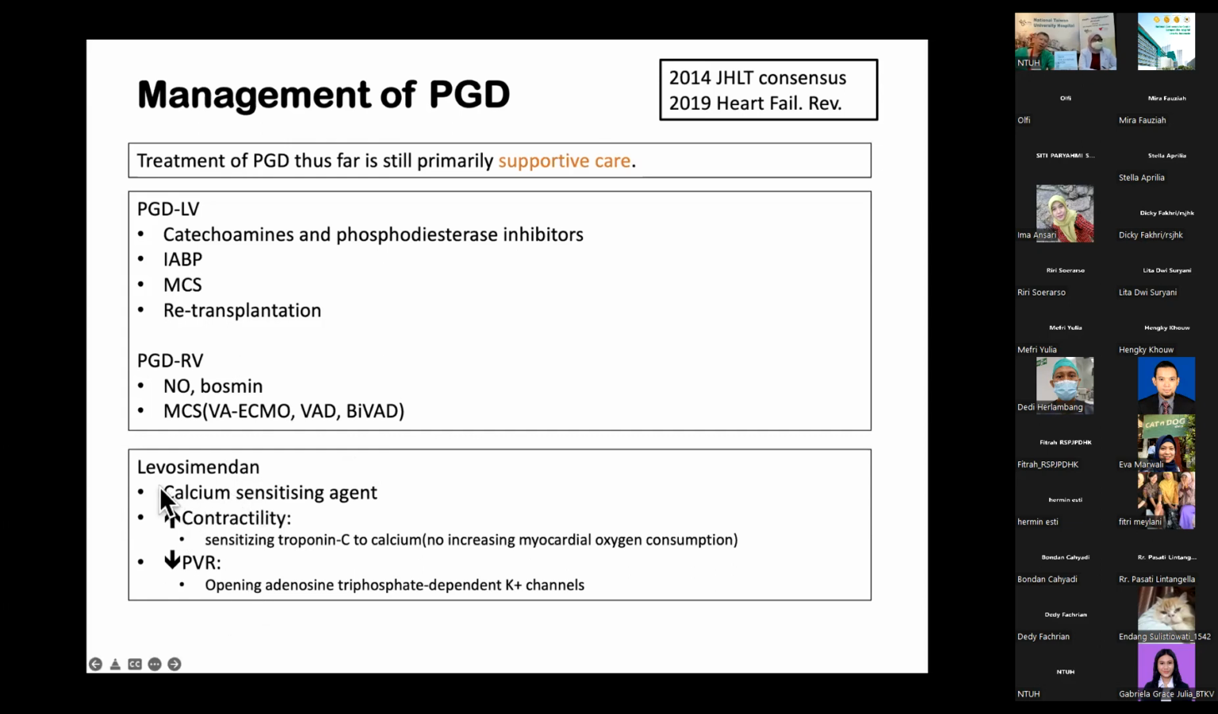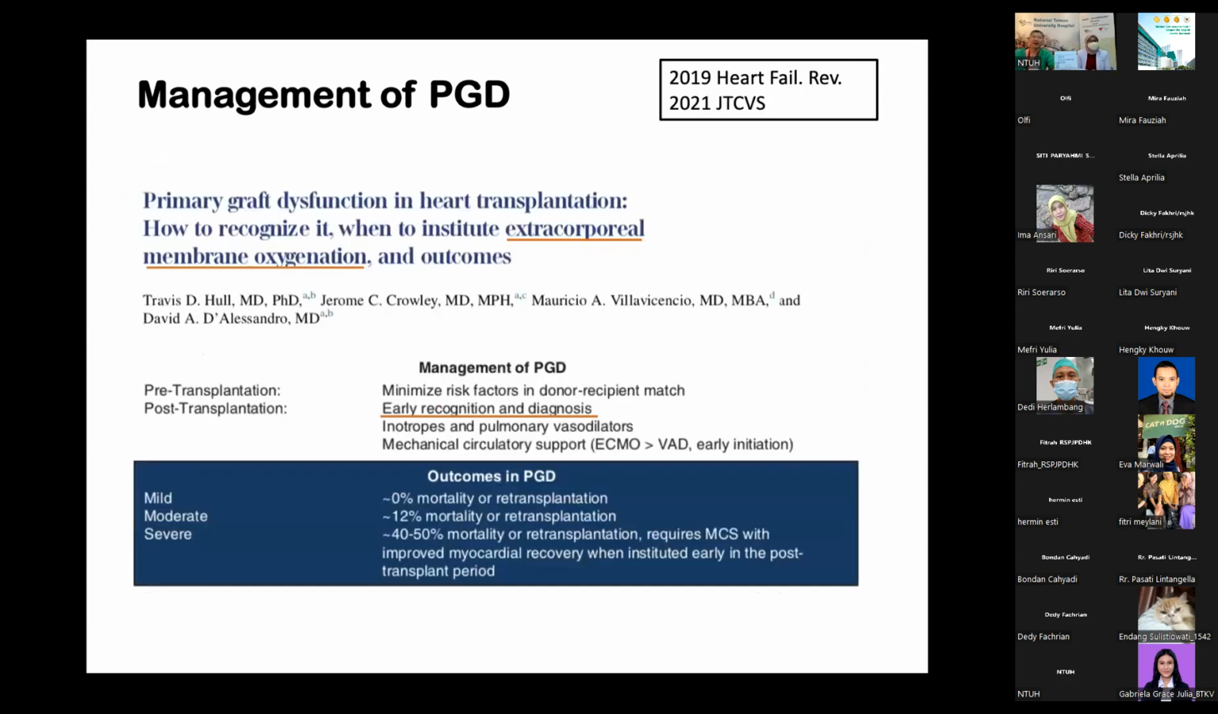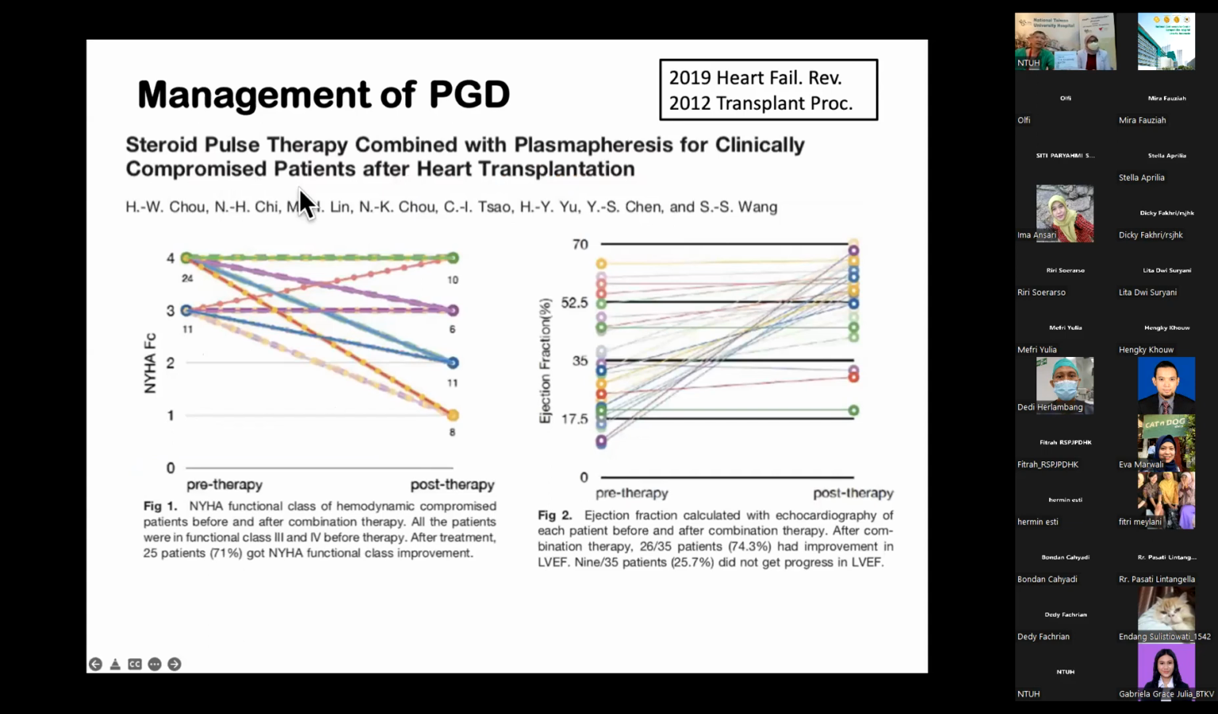Okay, we can also use levosimendan. This is called a calcium sensitizer. It is not available in my hospital, but I know it is available in some hospitals in Taiwan. I don't know whether it is in Indonesia. In my hospital, my pharmacy said it is similar to dobutamine, so they allowed it to be imported to my hospital. Okay, so I think it's fine.